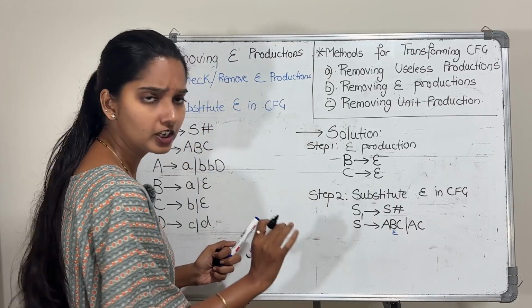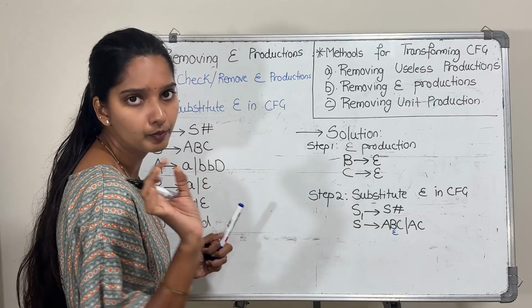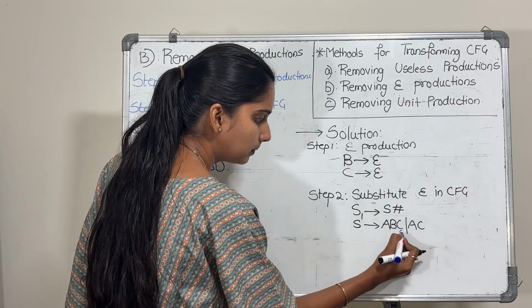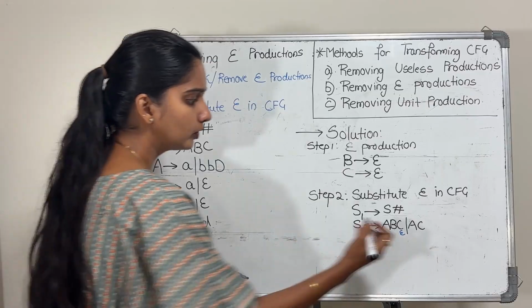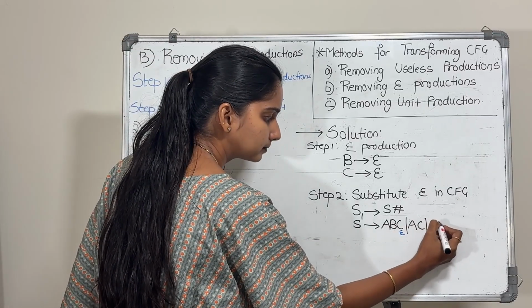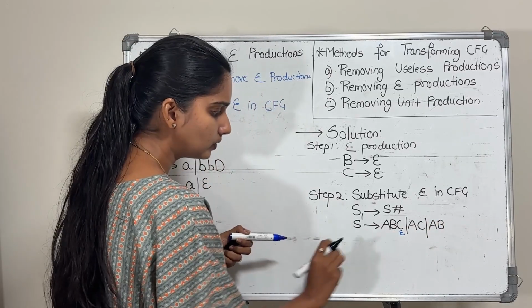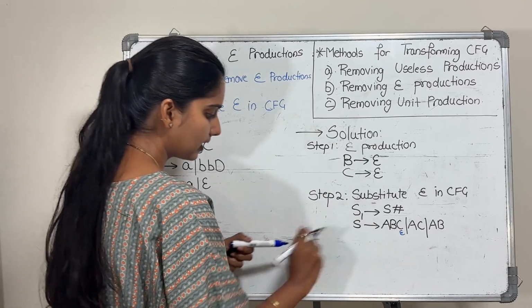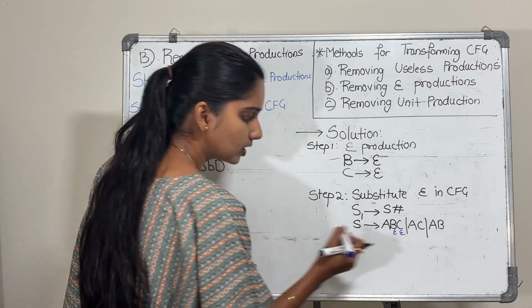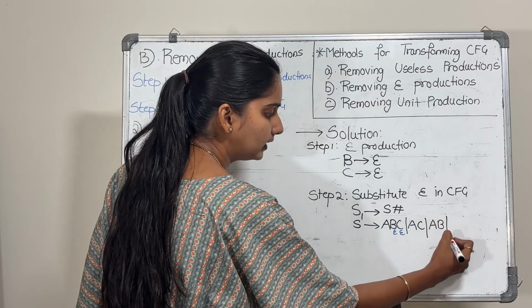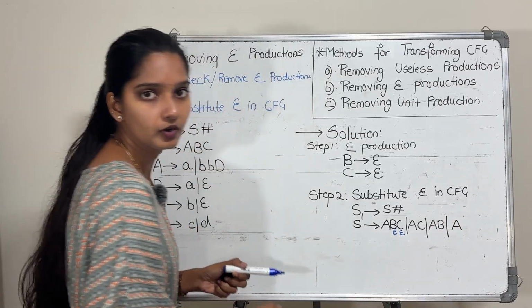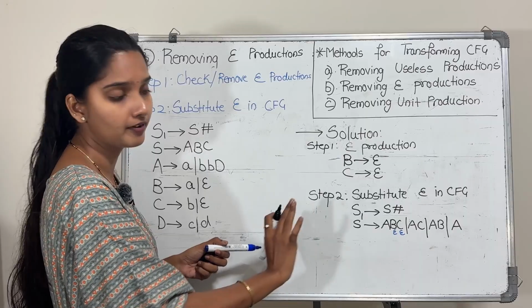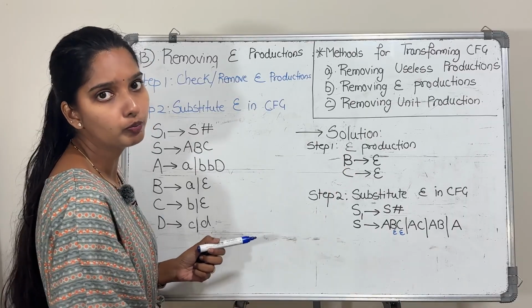So basically we play with the initial production. Now let's put epsilon in place of C. What are we going to get? We get AB. Once I had put epsilon in place of B, and then in place of C, now let us put epsilon in both places. What are we going to get? We get A. This is how you substitute epsilon in the given production. You have to come up with the new productions.